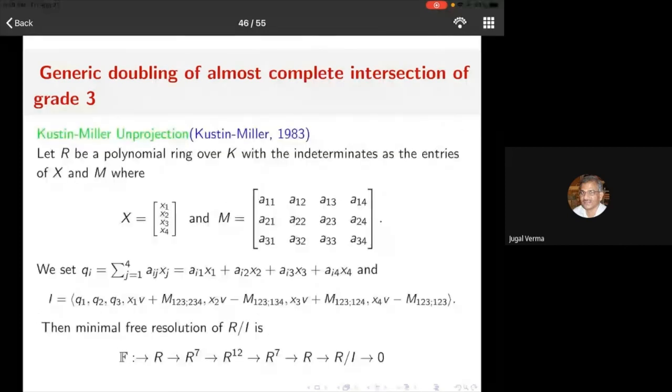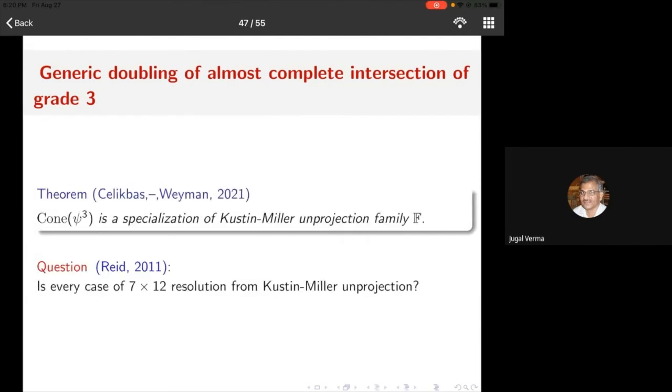Yeah, this is the family I was talking about. The deformation of that I3 gives this Kustin-Miller family. And the other thing is that if we don't take a deformation, then it is the generic doubling we constructed. It is a specialization of the Kustin-Miller family. We can see. So, the question is whether all the 7 by 12 resolutions are from the Kustin-Miller family.